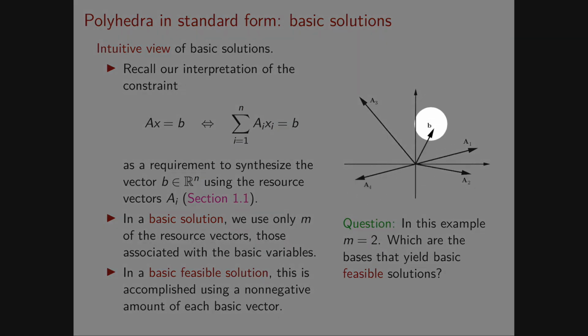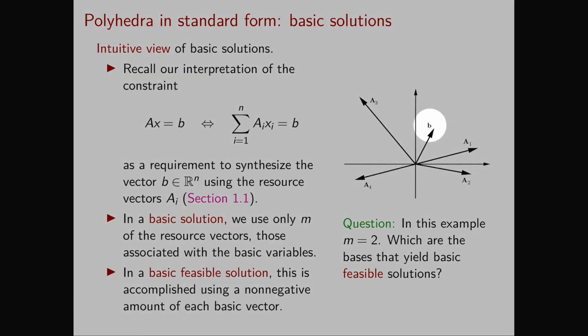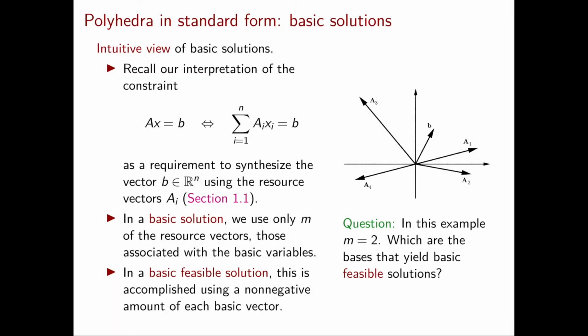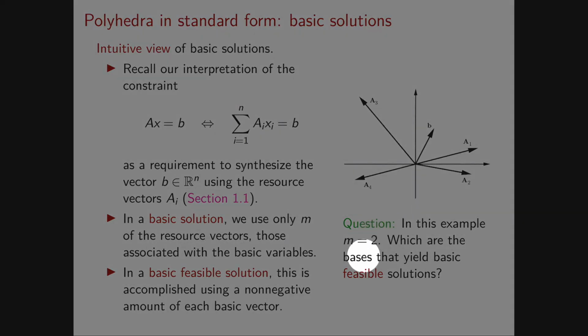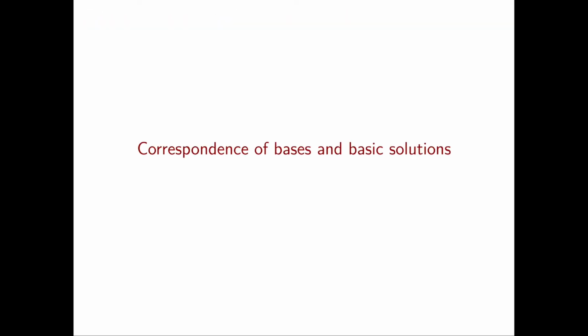So you will never be able to obtain b, whose second component is strictly positive. Now I leave it as an exercise to you to figure out all the basic feasible solutions for this example. At this point, I want to stop for a minute to think about the correspondence between basis and basic solutions.